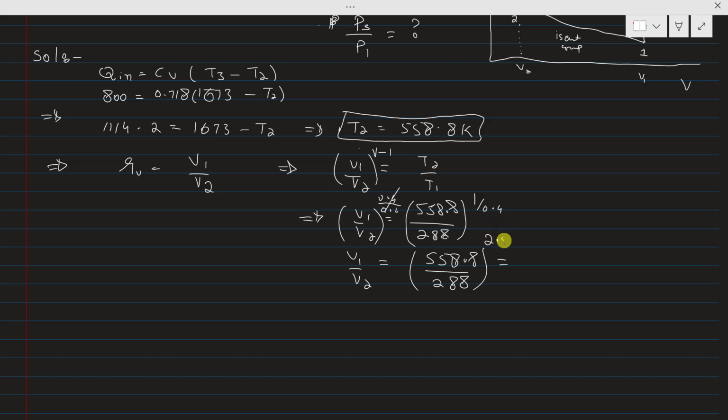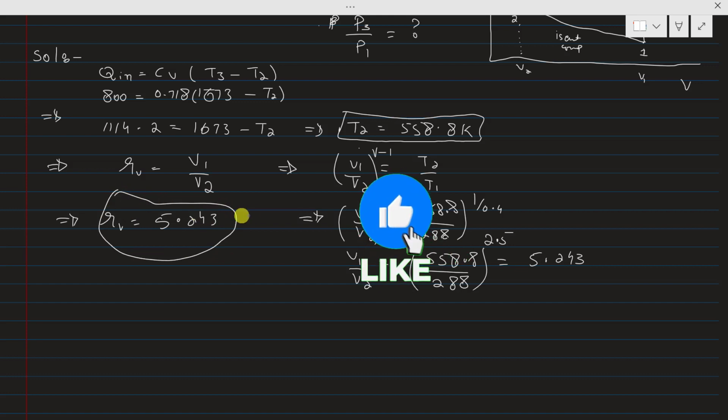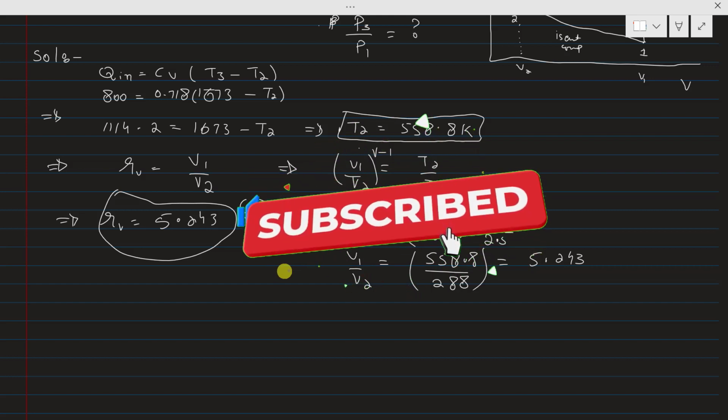So after doing these calculations on calculators, you will find the compression ratio is 5.243. So the compression ratio is equal to the maximum volume to the minimum volume, and that is equal to 5.243. So this is the one answer that is required to calculate in the statement, and it has been calculated.